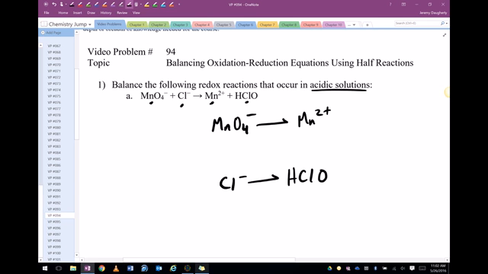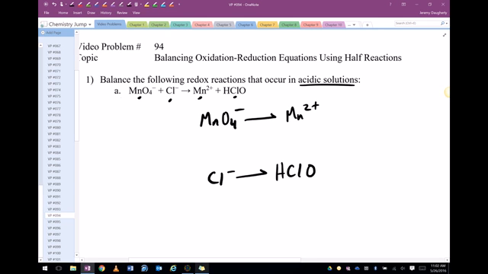The second step is to balance everything except oxygen and hydrogen. Manganese is balanced, chlorine is balanced. The third step is to balance oxygen by adding water. So I've got 4 oxygens here, so I'm going to add 4 waters. I've got 1 oxygen here, so I'm going to add 1 water. So now the oxygen is balanced.